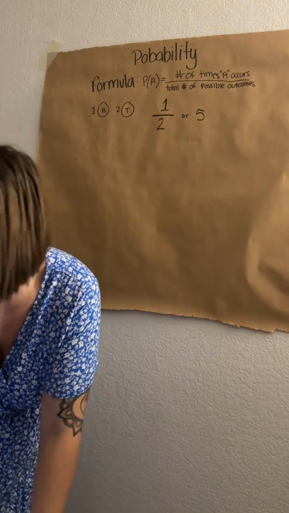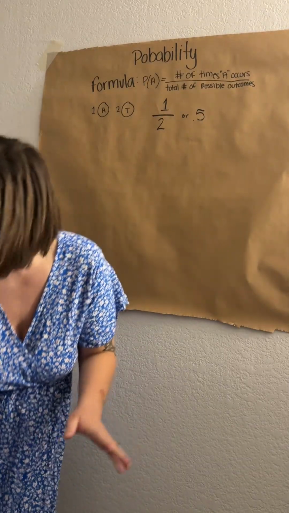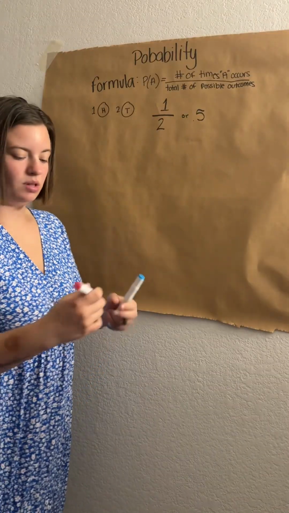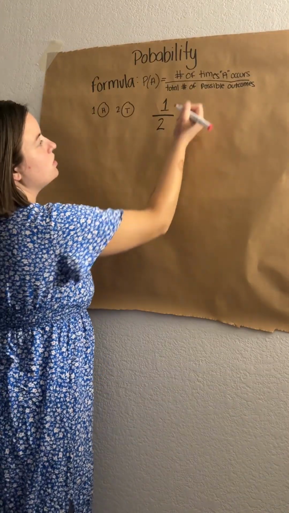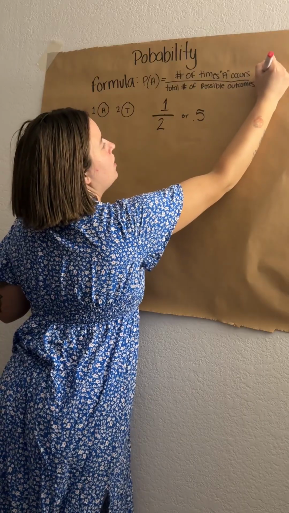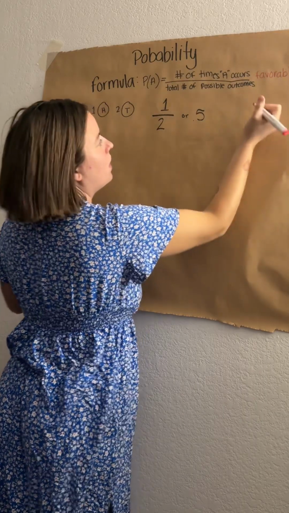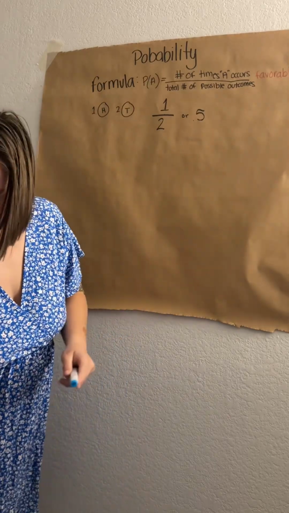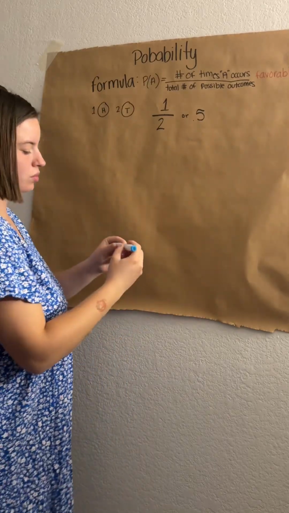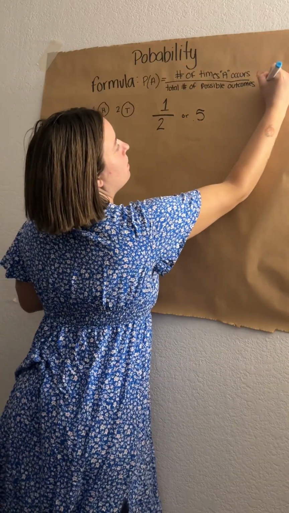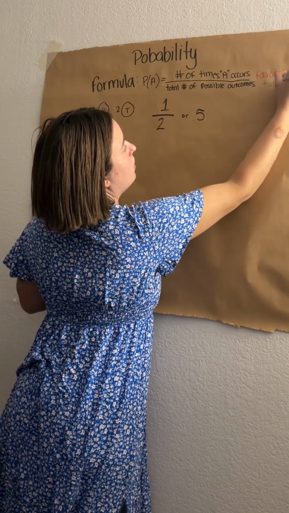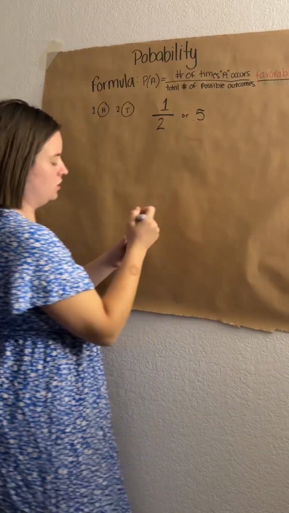So let me write that because I do think that is an important thing to remember. So let me write. So this would be favorable. And then, what was it I said? Total. And then, so here's that.